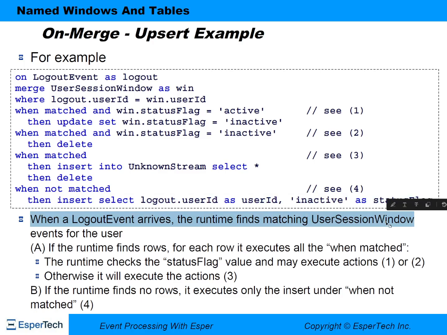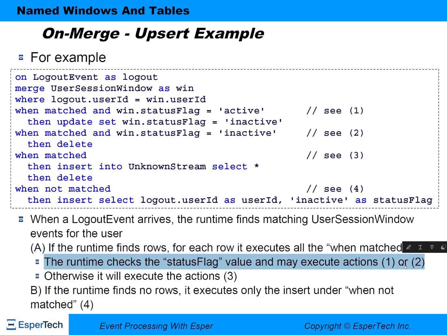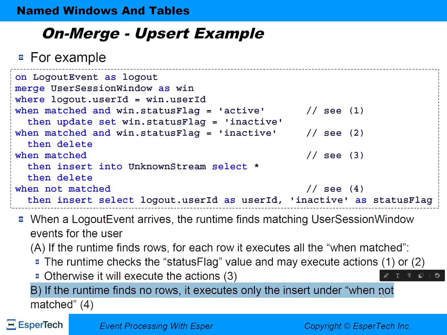When a logout event arrives, the runtime finds matching user session window events for the user. If the runtime finds rows, for each row it executes all the when matched sections. The runtime checks the status flag value and may execute actions that are after numbers 1 and 2. Please see the comments in EPL for numbers 1 and 2. Otherwise it will execute the actions that are after number 3. If the runtime finds no rows, it executes only the insert under when not matched after number 4.